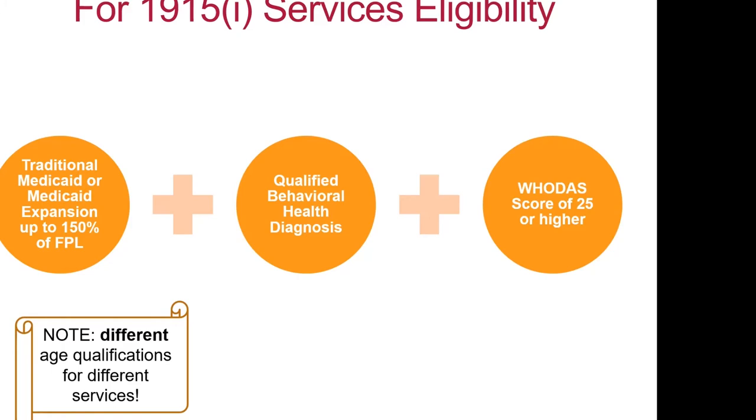and we've got the snapshot of that state plan amendment, the link there. One, a person has to be Medicaid eligible and enrolled. So they have to be Medicaid enrolled. They can be what in North Dakota is called traditional Medicaid. That's pregnant and parenting women. That's people who are aged, blind, and disabled. That's low-income seniors, et cetera.